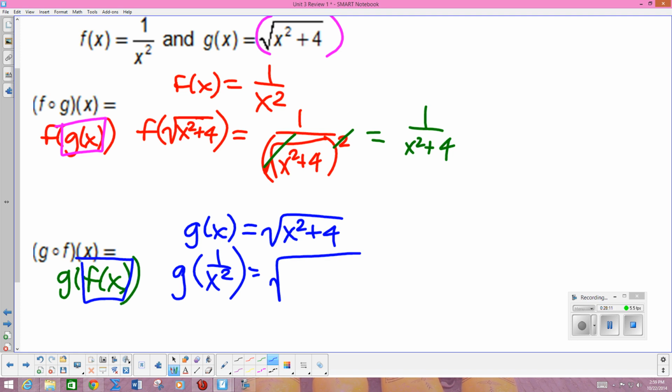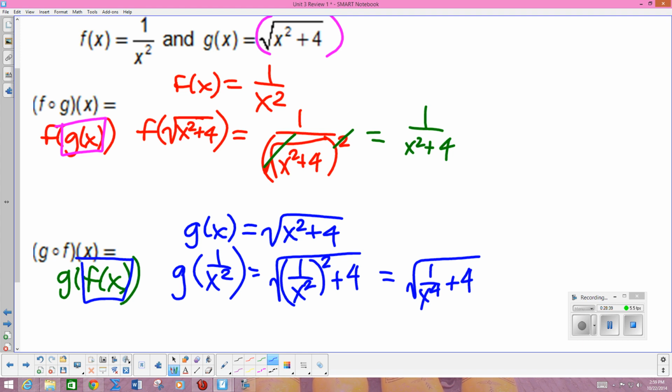So I have a big radical. I have an x. I'm going to put in 1 over x squared, which is then squared, and then plus 4. So now, the only thing I can do right now is square the inside. So 1 squared is 1. X squared squared is x to the 4th, plus 4. Is there anything that I can do to simplify that?